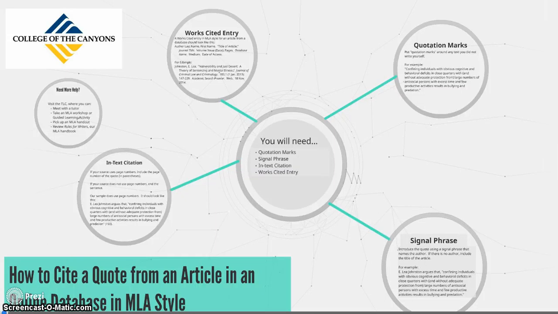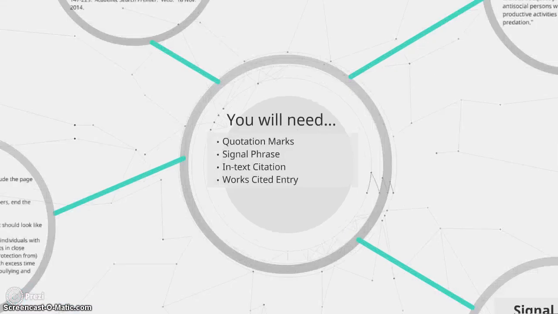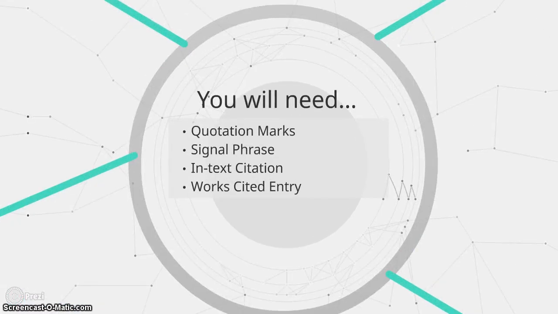This tutorial will show you how to cite a quote from an article in an online database using MLA style. In order to do this correctly, you're going to need 4 different things: quotation marks, a signal phrase, an in-text citation, and a works cited entry. Let's look at each of them.